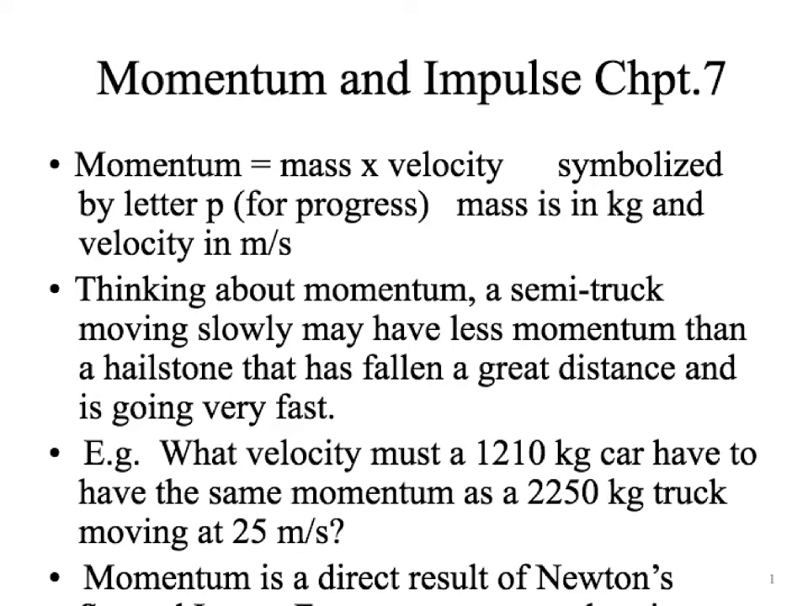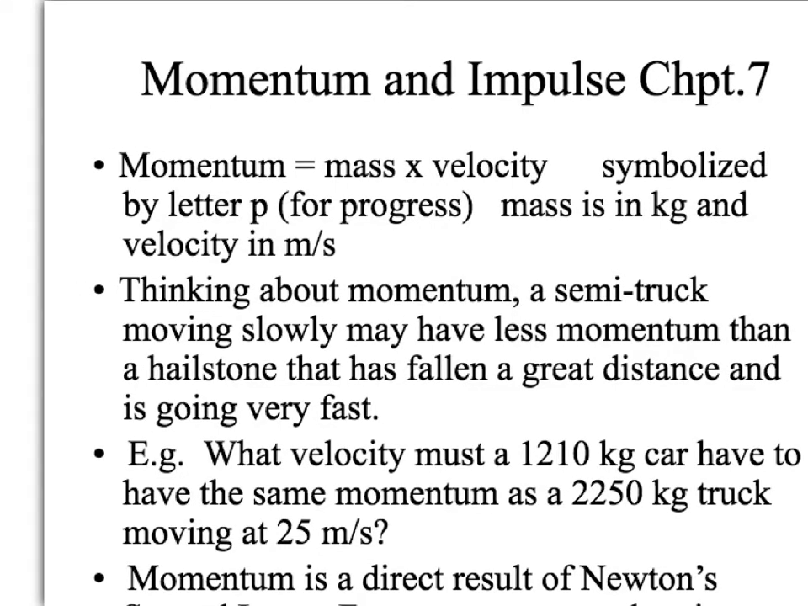Okay, momentum is mass times velocity, and it's symbolized by p, with the mass in kilograms and the velocity in meters per second. And there's nothing shortcut about that. It's just kilograms times meters over seconds. Now, you could also do newton-seconds, and you can look at those on your own. Thinking about momentum, a semi-truck moving slowly could have less momentum than a hailstone falling a great distance going very fast. It's both things. So just a quick thing here.